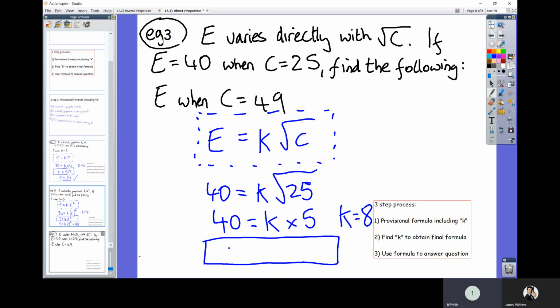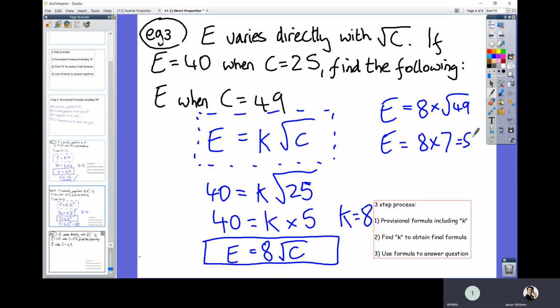T and E equals 8 times square root C. And then use the formula. So C equals 49. So E equals 8 times square root 49. So E would equal 8 times 7, which is 56. Good. So that was all the ones we practiced when it was direct proportion.